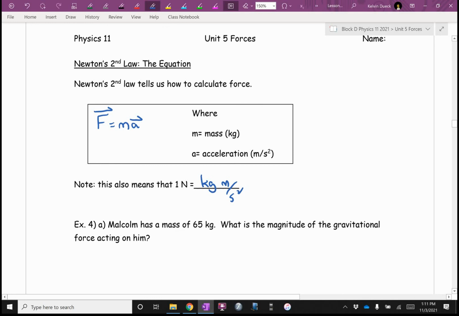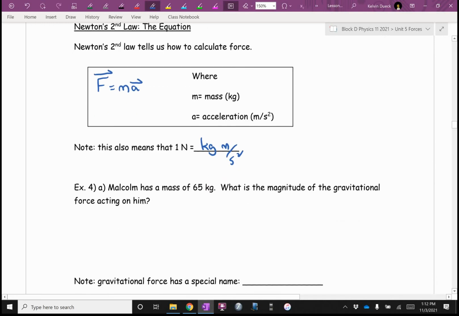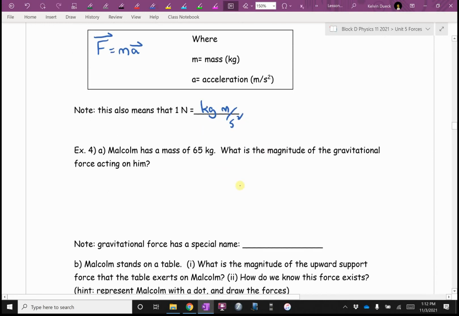In fact, that's what we wrote for a long time, but about, I think, 70 years ago, an international committee that names units decided to name the kilogram meter per second squared the newton, after Sir Isaac Newton. F equals what? ma.